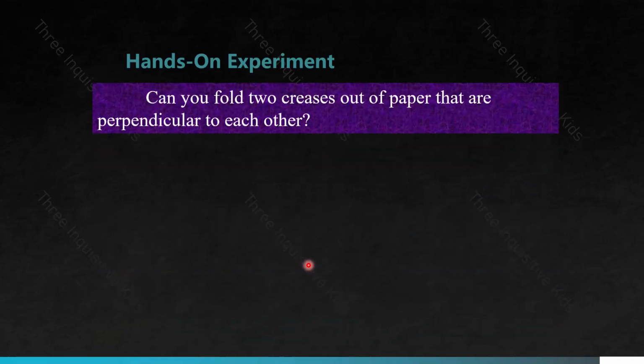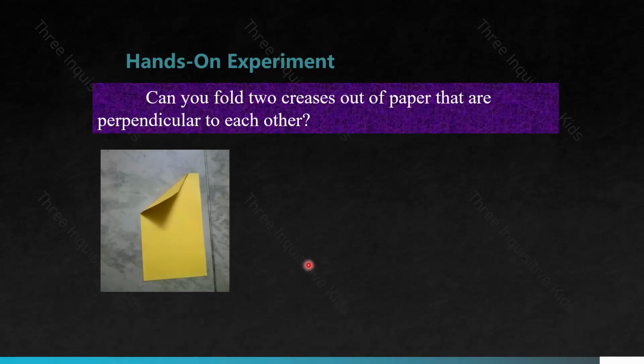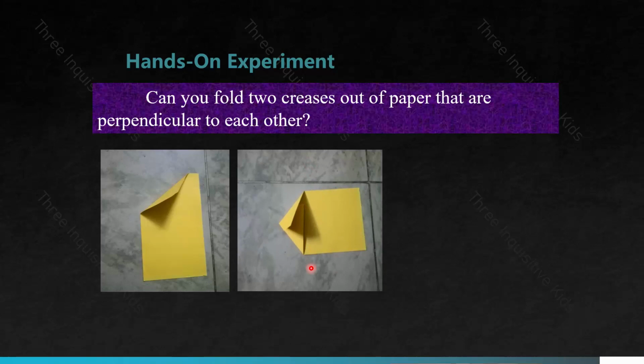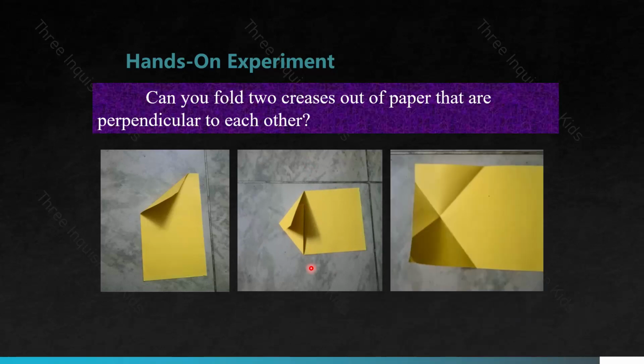Hands-on experiment. Can you fold 2 creases out of paper that are perpendicular to each other? With this piece of paper. Here, you start by folding one crease, then another, and then once you lift them off, you have a perpendicular line. All you have to do is fold the 2 pieces of paper at the same angle and then make sure that they intersect.